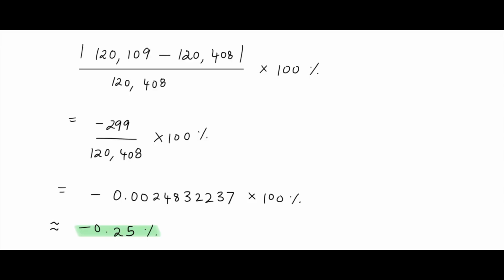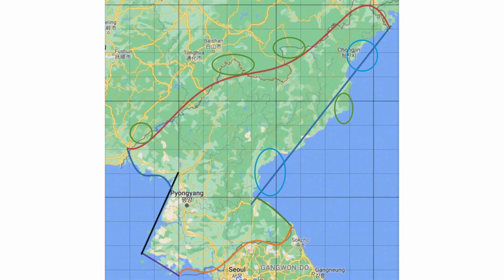The percentage error, or how far off my answer was to the true area of North Korea, was approximately negative 0.25%. The significance of the negative percentage error is that my answer was an underestimate of the true area of North Korea. This is probably because the land excluded as a result of my choice of regression functions was larger than the water that was included.